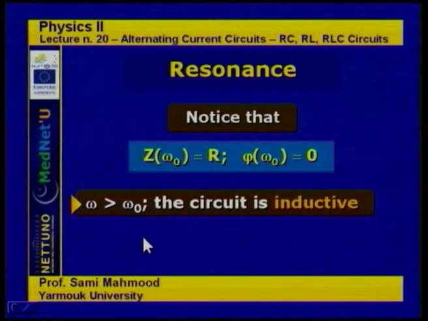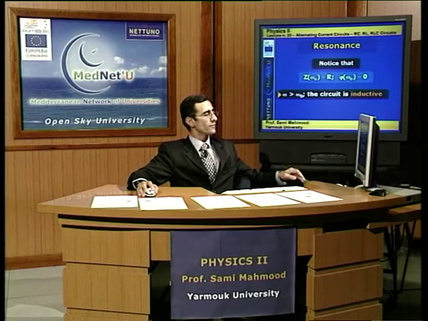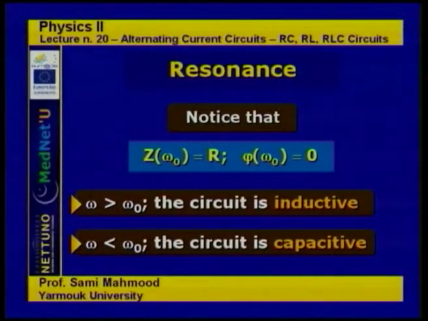Now if we are off resonance, if omega is larger than omega naught, we say that the circuit is inductive, because in this case the reactance of the inductor is higher than the reactance of the capacitor, and the behavior looks inductive rather than capacitive. And vice versa, if omega is smaller than the resonance frequency, then the circuit is called capacitive, because in this case the reactance of the capacitor is larger than the reactance of the inductor, and the behavior of the circuit is like a capacitive circuit rather than an inductive circuit.